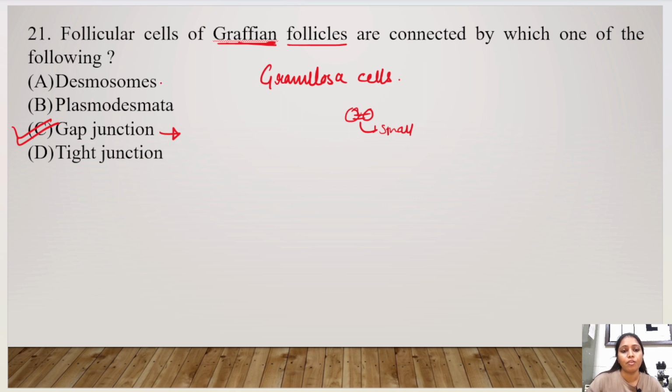So here, if we talk about desmosome, it is a strong attachment between two cells, not allowing communication, and plasmodesmata are only found in plant cells, not any animal cell, and tight junctions seal the cells close together, so that there is no leakage. That's why tight junction is not the answer. Here, these cells are connected by the gap junctions only. So option number C is the correct answer.